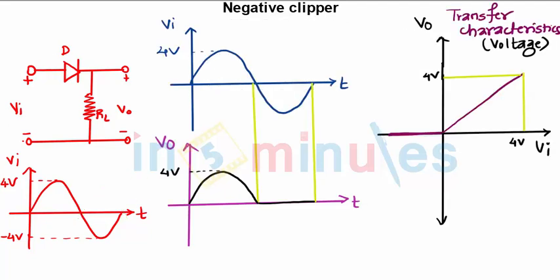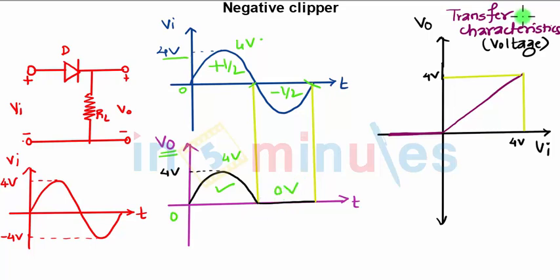Now for the waveform, you can see in the positive half cycle you are getting the output. For the input positive half cycle, which is going from 0 to 4 volts, you are getting the output similarly from 0 to 4 volts. In the negative half cycle, it is clipping the entire negative half cycle. The yellow line is just shown for the projection of the positive and negative half cycle. So in the negative half cycle, you are not getting any output. Hence in the negative half cycle, the voltage is 0 volts.